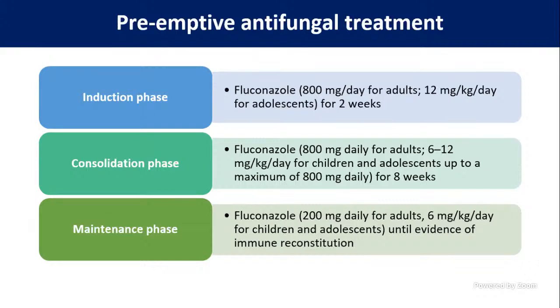The same dose of 800 milligram per day for adults and 6 to 12 milligram per kg per day for children and adolescents, up to a maximum of 800 milligram per day for a further 8 weeks. Then you have a maintenance phase of fluconazole given 200 milligrams daily for adults, 6 milligram per kg per day for children and adolescents, till evidence of immune reconstitution, which means you are now going to monitor the CD4 count and then determine whether you can stop preemptive antifungal treatment or not. So till such time, the patient will continue fluconazole at 200 milligram per day for an adult.